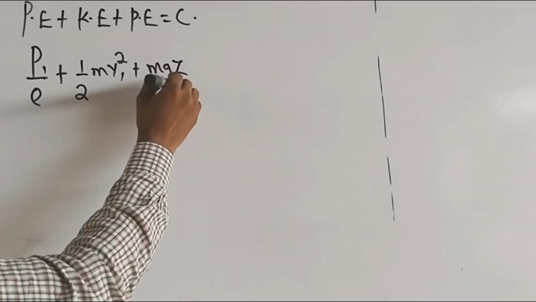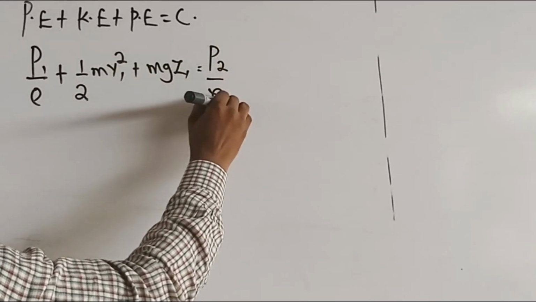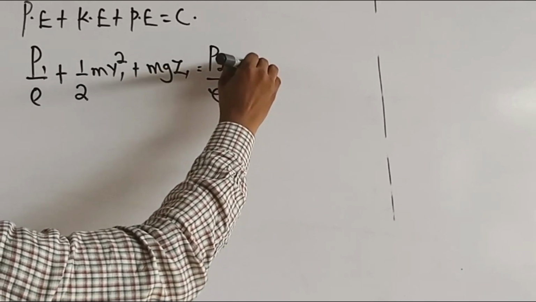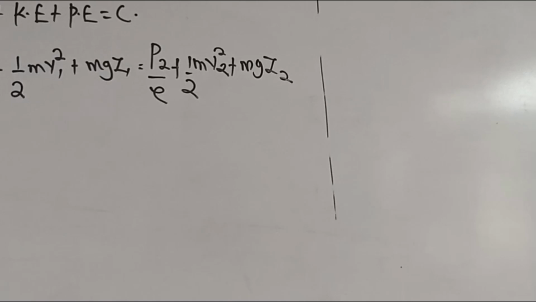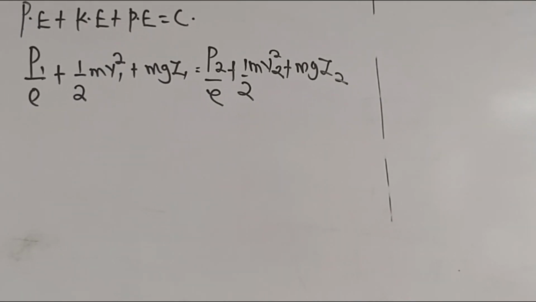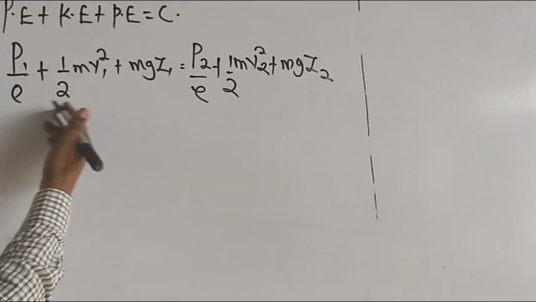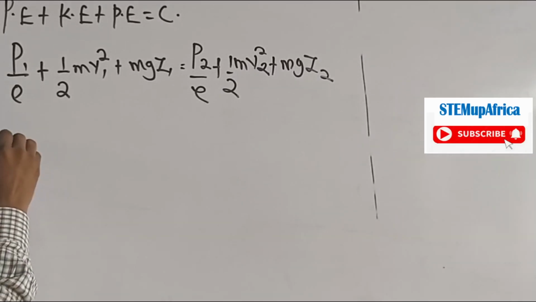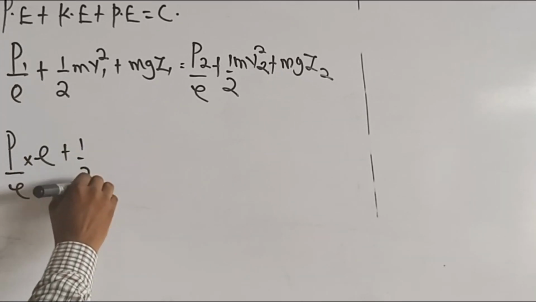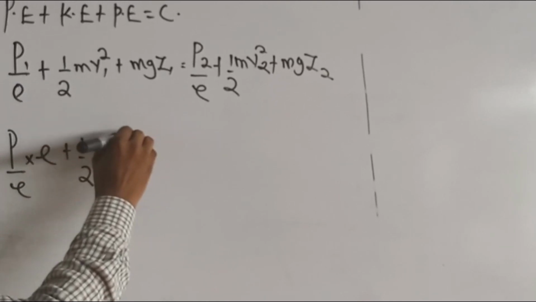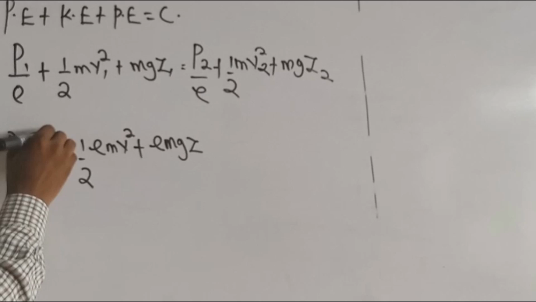So velocity 1 and the height 1 is the same thing as pressure 2 over density plus 1 over 2 mv squared 2 plus mgz2. This is what it states. So let's derive an expression for the pressure. Let's multiply through by density. If I do that, I'm going to have pressure over density times density plus 1 over 2 density mv squared plus density mgz. So you can see density will cancel density.